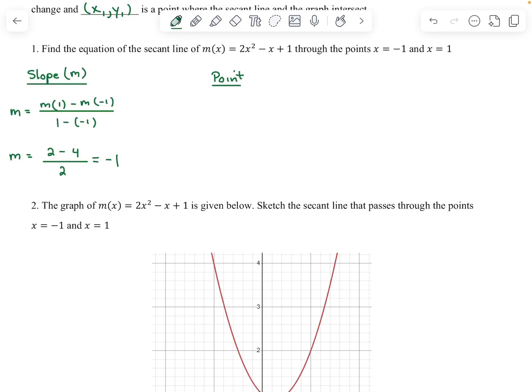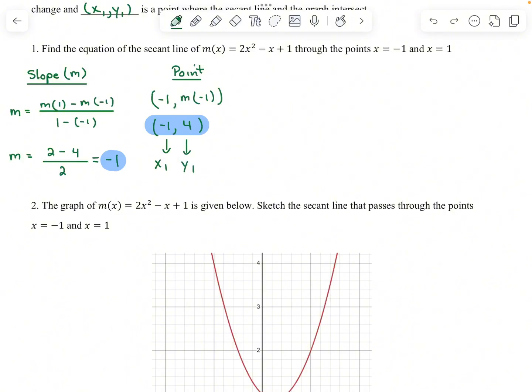Now we need a point. We know the x value of one coordinate is -1, therefore the y value of the same coordinate will be m of -1. Using Decimus, you can evaluate m of -1 and you will get 4. Now that we have a slope and a point, we can find the equation of the secant line. We will label -1 x1 and we will label 4 y1.